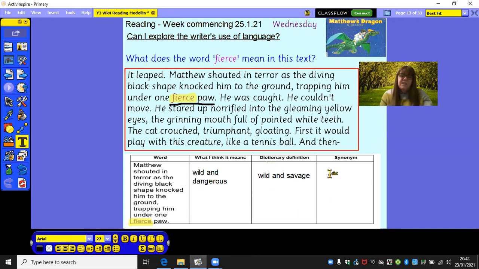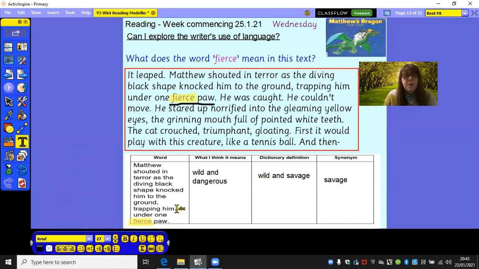And then you're going to have to think about what the synonym could be. What's another word that you could use in that sentence that would mean the same thing? Well, actually, because it's an adjective, the dictionary does tell you a couple of words here that are also adjectives. So that could be the synonym. Let's just check. Let's use the word savage. Matthew shouted in terror as a diving black shape knocked him to the ground, trapping him under one fierce paw. So if I was to change the word fierce to savage, does it work still? Trapping him under one savage paw. Yes, it still works, doesn't it? So that's a good synonym for this particular sentence.